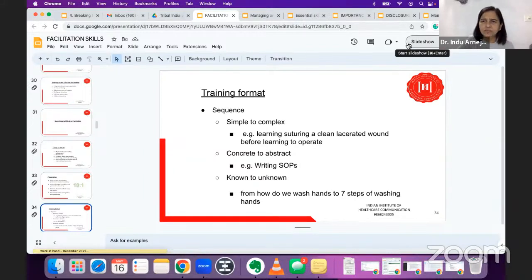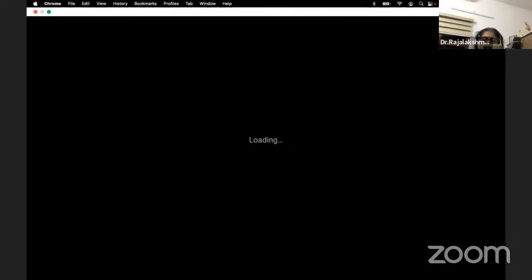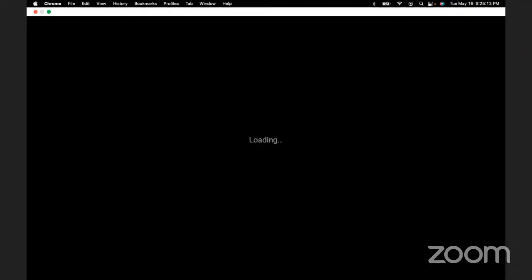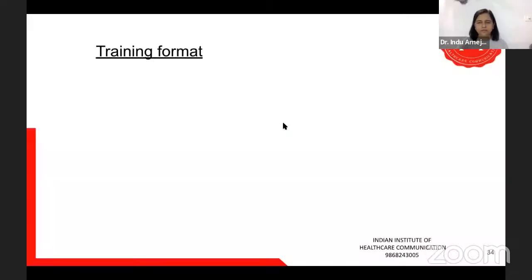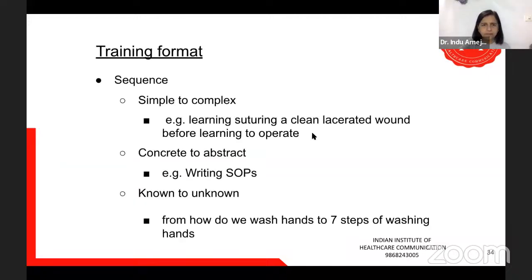Give me 1 second to start sharing these slides. It's not loading, no? It's showing loading. Yeah, it's just showing loading. Yeah. So I think this we have discussed already. Yes.